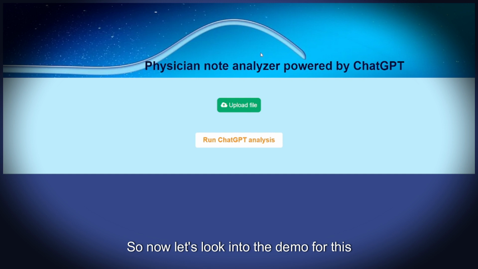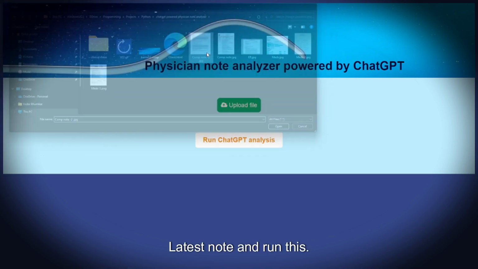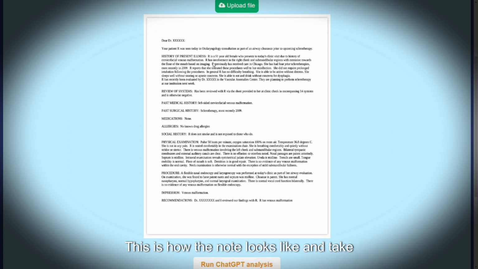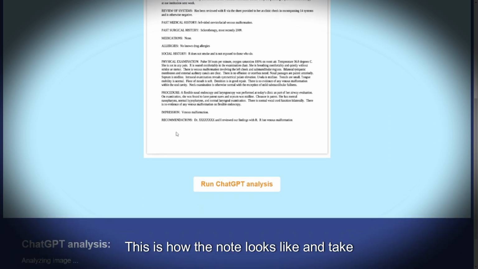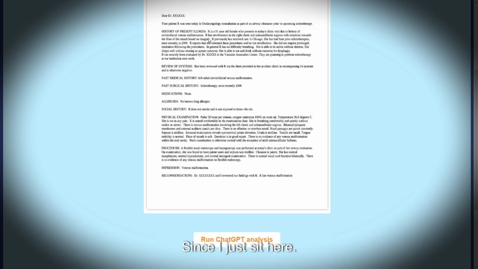So now let's look into the demo for this particular physician note analyzer, which is powered by ChatGPT. First, we'll go and upload a physician note. So let's select this note and run this ChatGPT analysis. So this is how the note looks. And currently ChatGPT would be analyzing this image. It will take some time, but let's look into what's inside this note.